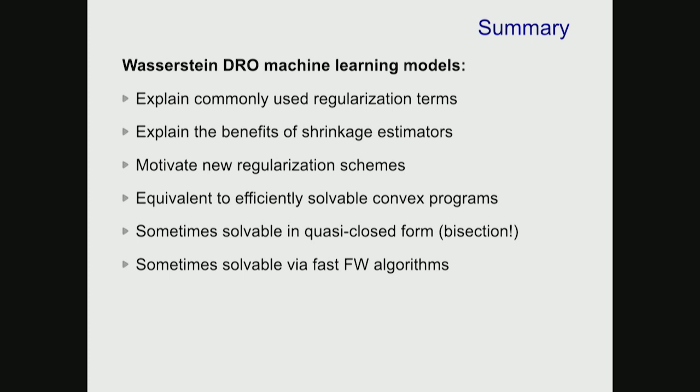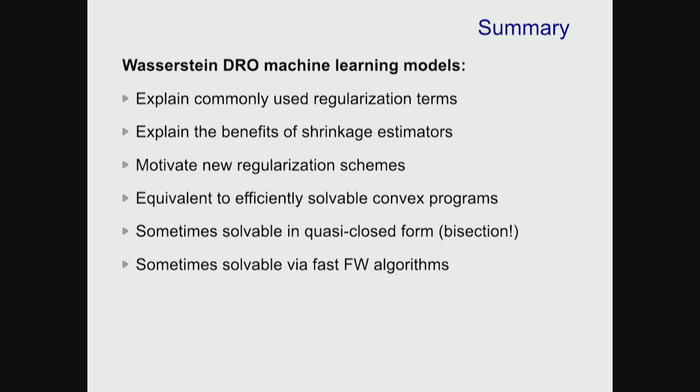So the distributionally robust approach actually in some cases results in other tractable convex problems that have not a direct interpretation in view of the classical theory of statistics. So it also motivates new regularization schemes. I didn't show that to you, but that's in the papers.